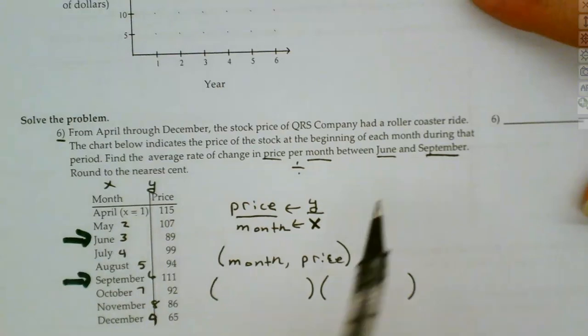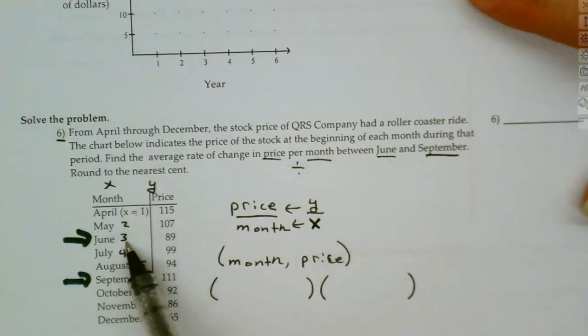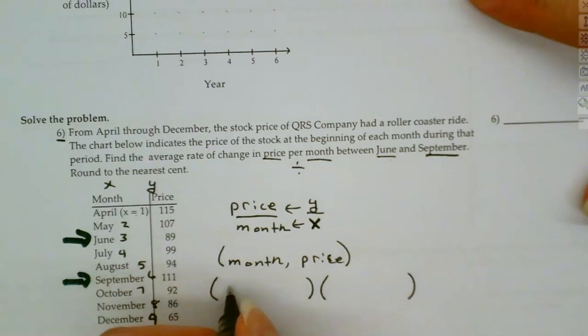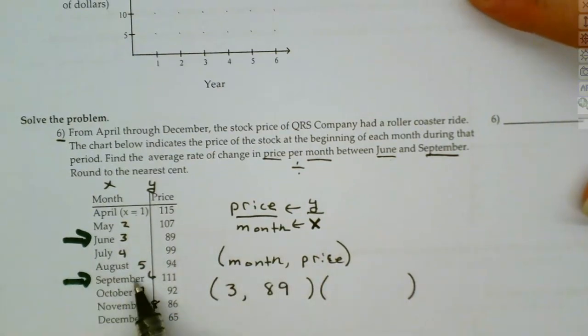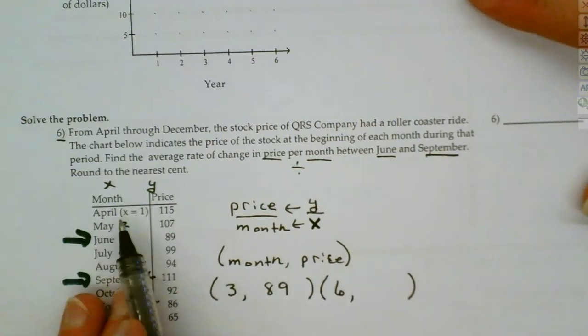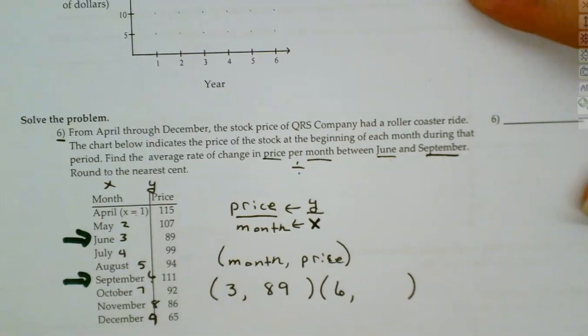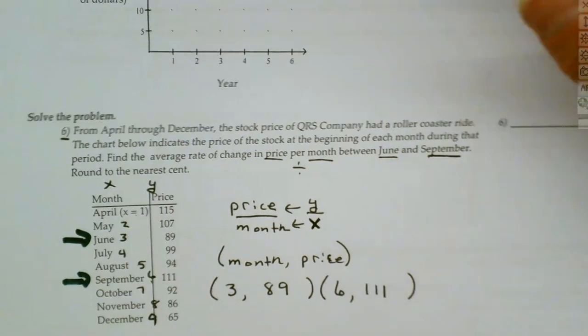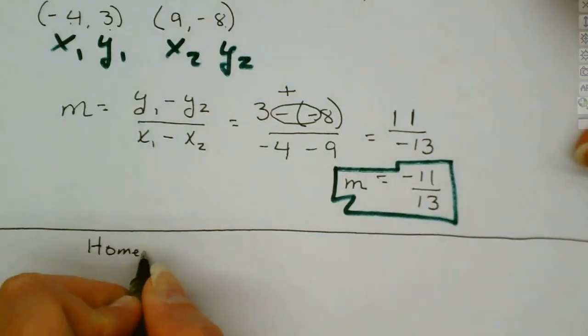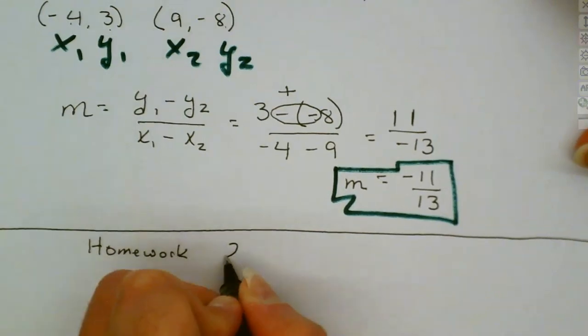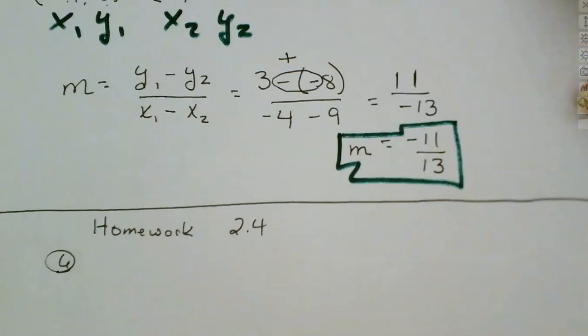So my first ordered pair is going to be at June. June from April is going to be my 3rd month. And what's the stock price? $89. Then we go to September, and when I label it down, that's going to be month 6. And what's the price? 111. Now we can finish this. So now we've got our ordered pairs.